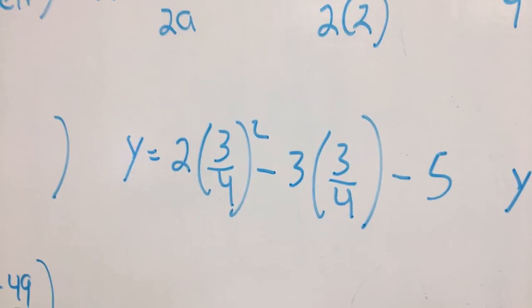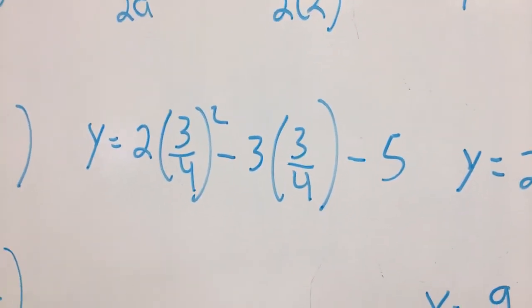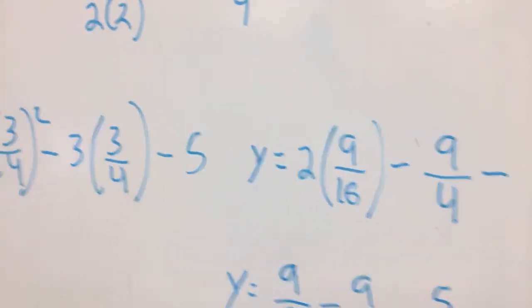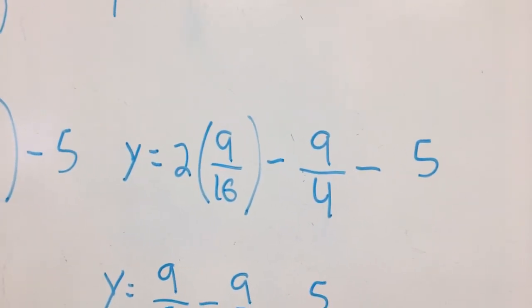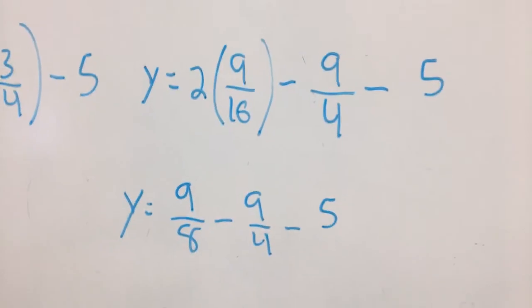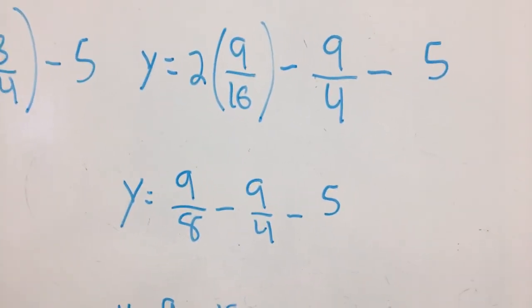So y is equal to 2 times 3/4 squared minus 3 times 3/4 minus 5. Love them fractions, people. All right, remember, 3/4 squared, we've got to square the top, square the bottom. 9/16 times 2 minus 9/4 minus 5. Clean that up a little bit. Now, I did a little reducing in that first term, so I got 9/8 minus 9/4.